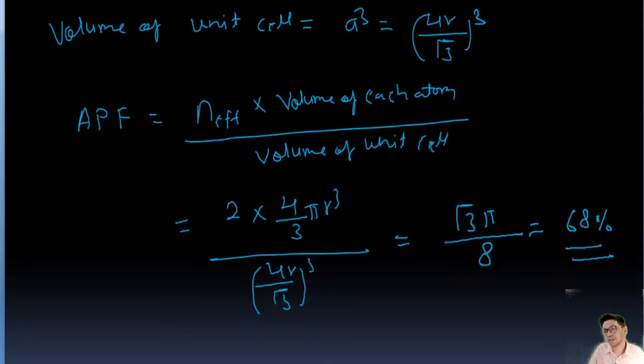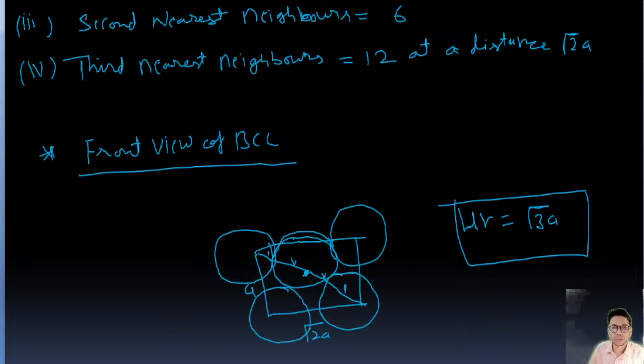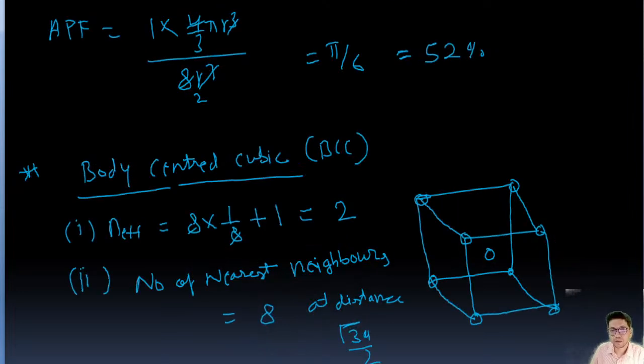So 68%. This is about BCC, the body centered crystal structure. Now we'll study FCC, that is face centered. For face centered, first we'll make a figure.